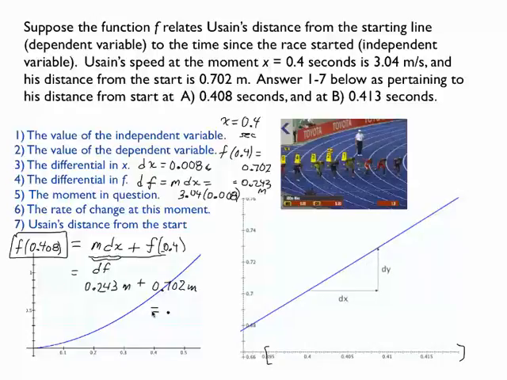So the new distance from the start is 0.945. Okay, so make sure you get this and can do this yourself. A new value of the dependent quantity is the original value of the dependent quantity plus the change. So all these symbols should make sense, and it should make sense why we're doing that calculation to get his new distance from the start, 0.945.